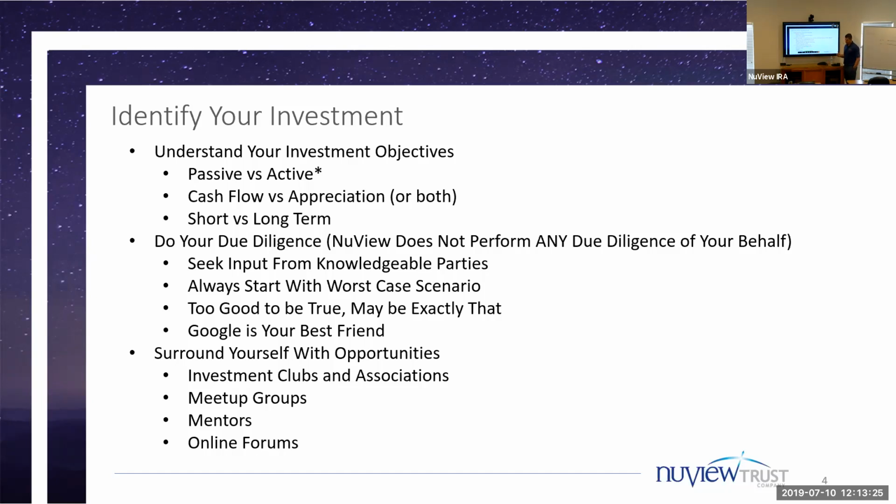So the first part is understanding your objectives. Now, there are two types of clients that come to NewView. There are clients that come here with an investment in mind. So a client will come to us and say, I want to go buy 123 Main Street in my IRA. How do I accomplish that? So from this standpoint, this may not be as important to you, right? But a lot of our clients come to NewView and say, I'm tired of the market.